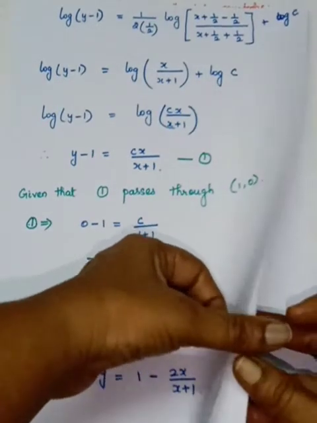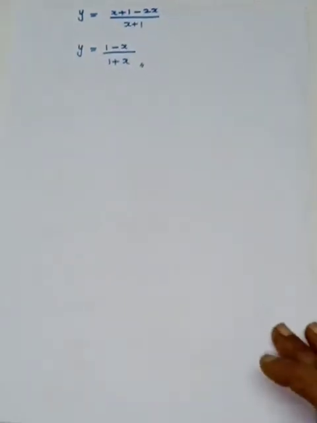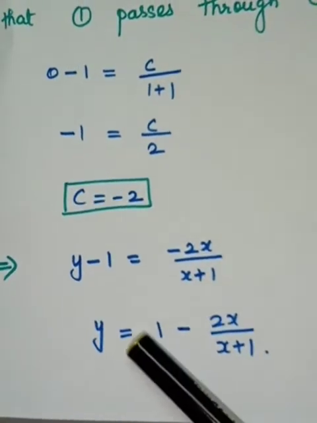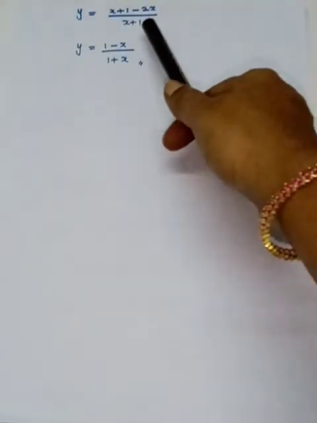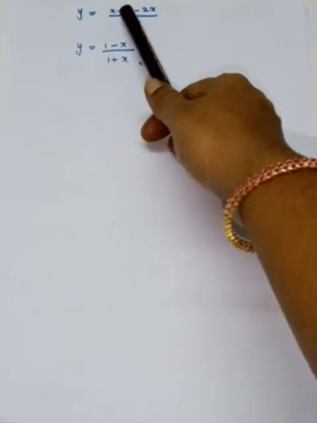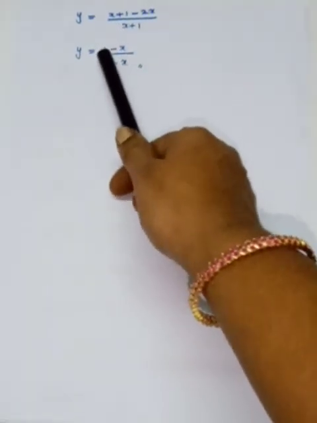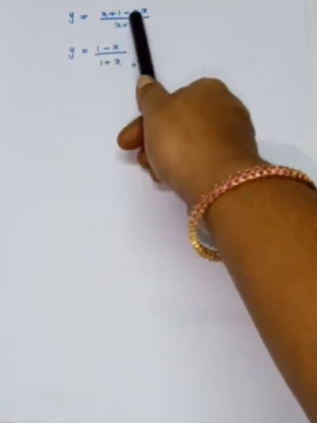If you take LCM, so that is x plus 1 minus 2x. You see that here x plus 1 into 1. So that is x plus 1 minus 2x divided by x plus 1. So x and minus 2x is minus x. So plus 1 is positive. So 1 minus x. This x plus 1 can be written as 1 plus x.